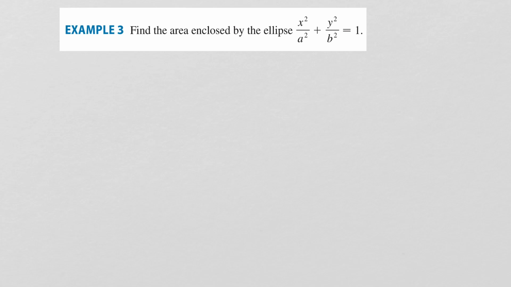So here, let's find the area enclosed by the ellipse x squared over a squared plus y squared over b squared is equal to 1. First, let's just sketch a graph of the ellipse. So this ellipse is going to look something like this.